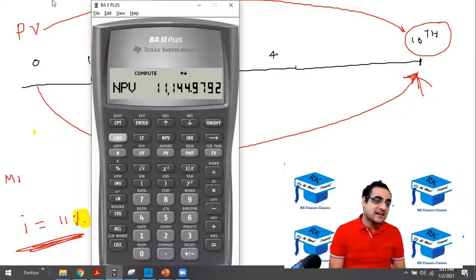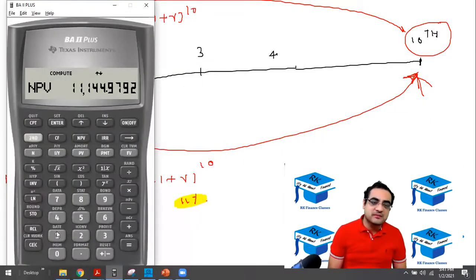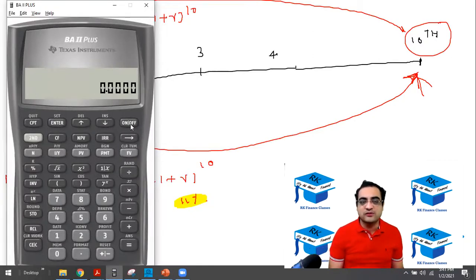Okay, so first I need to come out of this. I have pressed that store in 1 and then I need to come out of that. Either you can press on off, you'll come out, or you could press CEC to come out. Any method, on off will also do. Okay, so now press 1 plus 11%, that's 1.11.